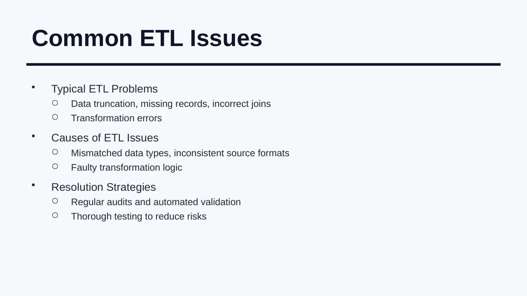Faulty transformation rules themselves can also introduce errors if they don't handle data correctly. To address these challenges, it's essential to perform regular audits and use automated validation tools that check data accuracy throughout the process. In addition, thorough testing of the ETL workflows helps identify and fix problems early, reducing the risk of errors reaching the final data warehouse. This combination of careful testing and ongoing validation ensures that the data remains accurate and trustworthy for decision-making. Next, we'll explore the different types of ETL testing and how they help maintain data integrity.